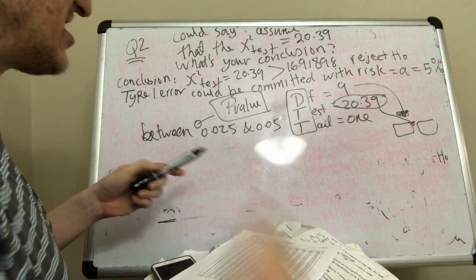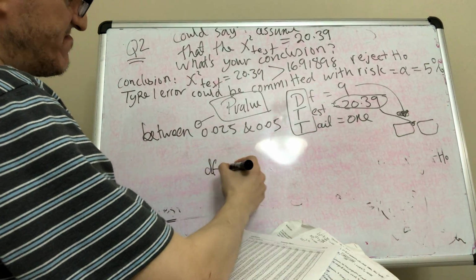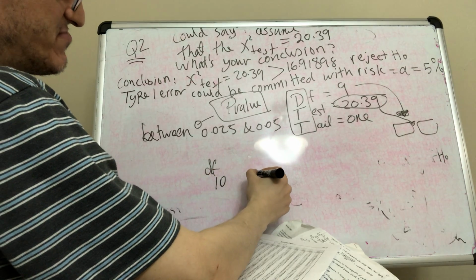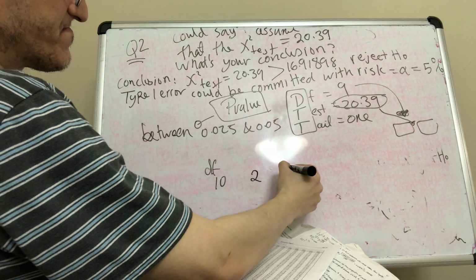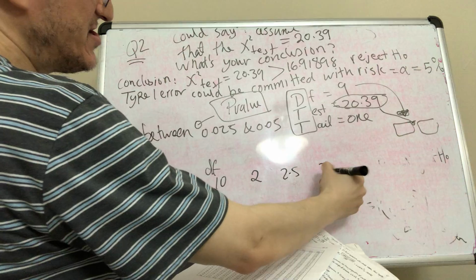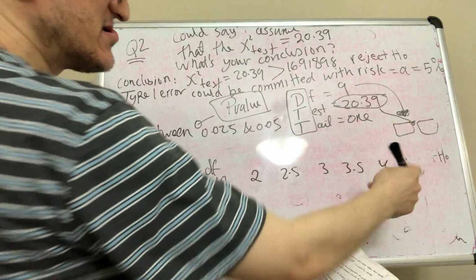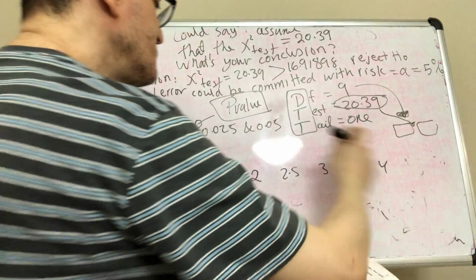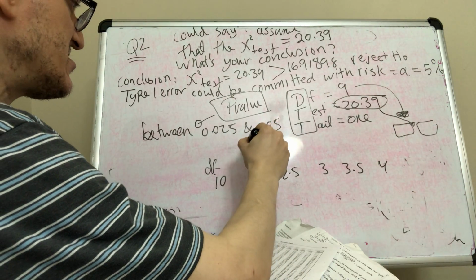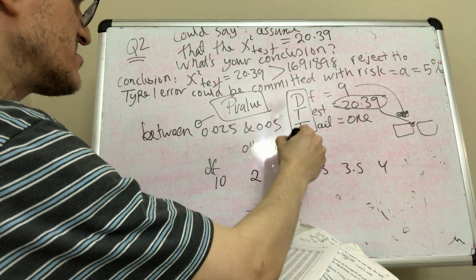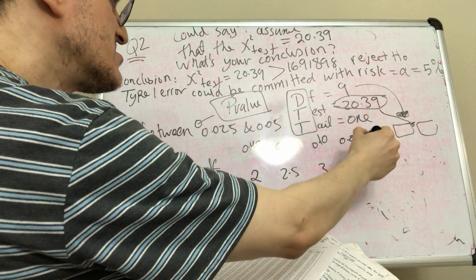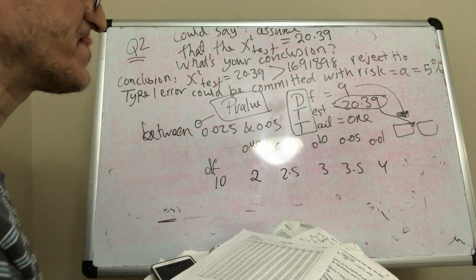Let's say, for example, at degrees of freedom, say 10, you have the numbers, say 2, 2.5, 3, 3.5, 4. This is just what we're assuming, and this works for chi and for t. And percentages, say this is 40%, this is 20, this is 10%, this is 5, and this is 1%.